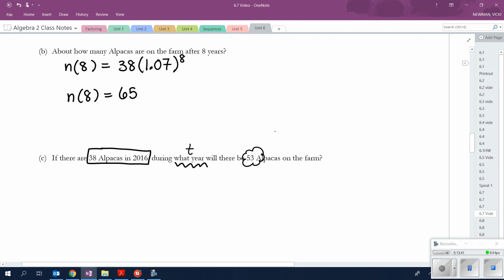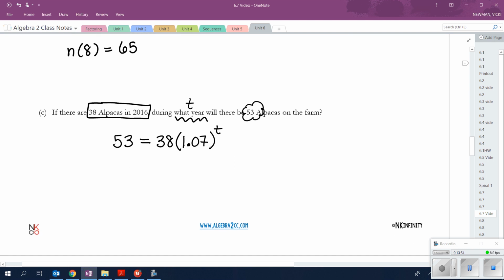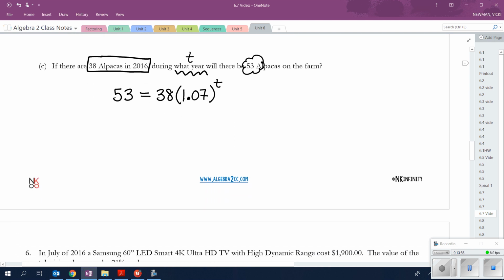N of 8, right, so on the left. So 53 alpacas equals our 38 alpacas times a growth of 1.07 to the t. Now, this is solving. You just did this on your quiz. But this looks scarier because there's decimals, Miss Newman. It's not that scary. So, step 1. Get the weird thing alone.